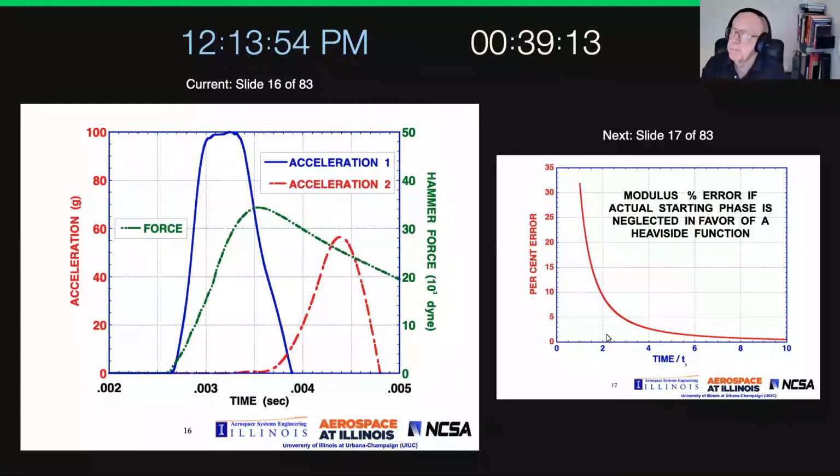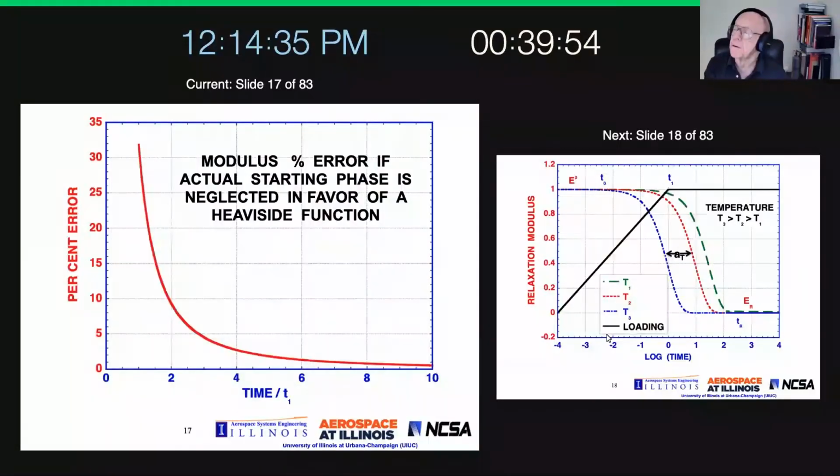Here is an example of a loading of a bar hit by a hammer and accelerometers at two locations, the blue one and the red one. And you can see in a very short time, as things travel, the buildup of the displacement, in this case acceleration, is not instantaneous, and the deceleration is the same way. And you know, this happening, those times are real. We're looking here at milliseconds. So if you use a Heaviside function, this is the relative error. And that T1 is deceptive because it could be seconds, it could be hours, it could even be centuries.